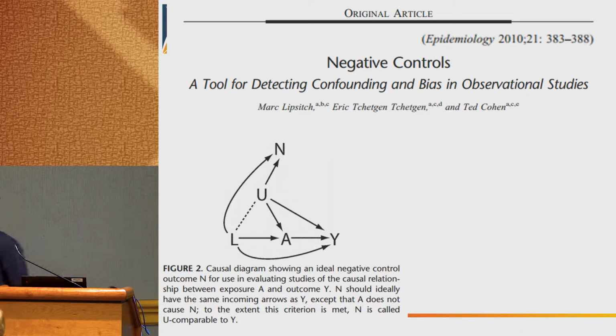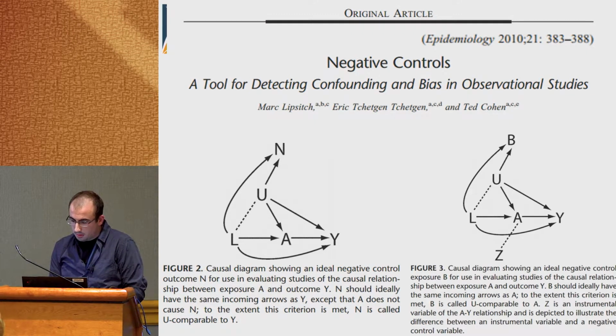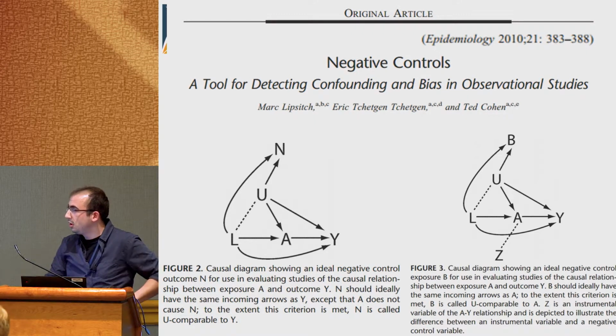Yeah, so if we see an association between A and N, then we should know for sure that this is driven this way, not this way. So there's no causal pathway going from this there, and then for sure there is a confounding issue here that's driving this association to be found.